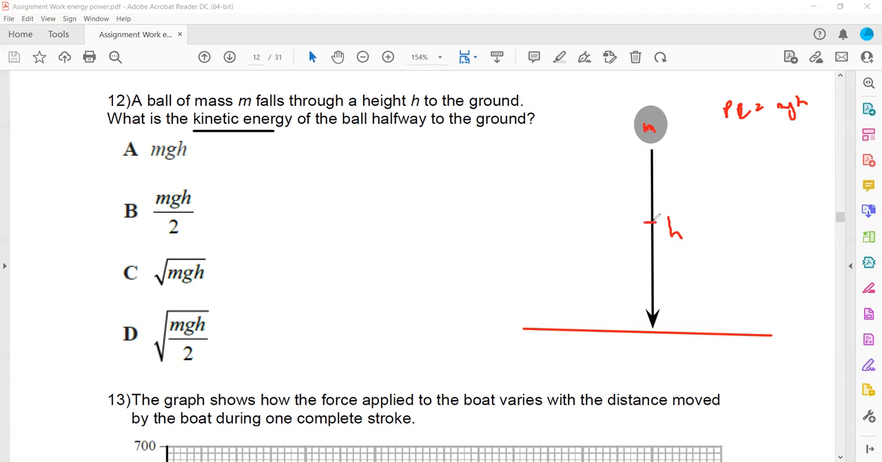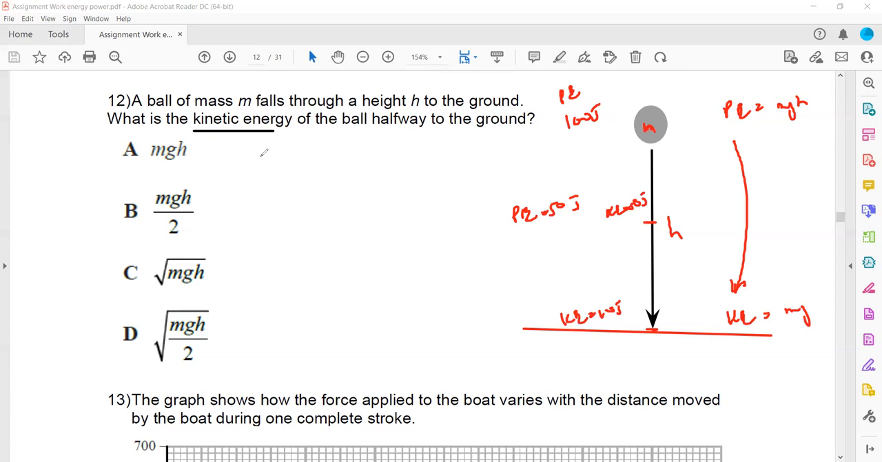But they are asking for halfway. If they ask what the kinetic energy at this point is, the kinetic energy will also be mgh, because if there is no energy loss, all the potential energy changes to kinetic. But halfway to the ground, what will happen? Half of the energy will be potential and half will be kinetic. Like if it was 100 joules of potential here, it will have 50 joules of potential halfway and 50 joules of kinetic. And here it will have all kinetic, which is 100.